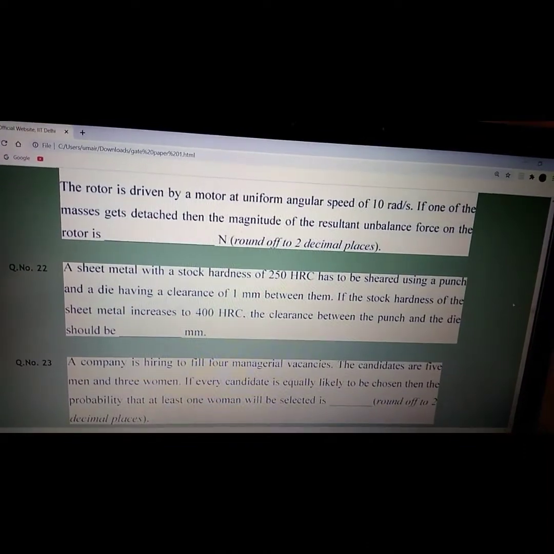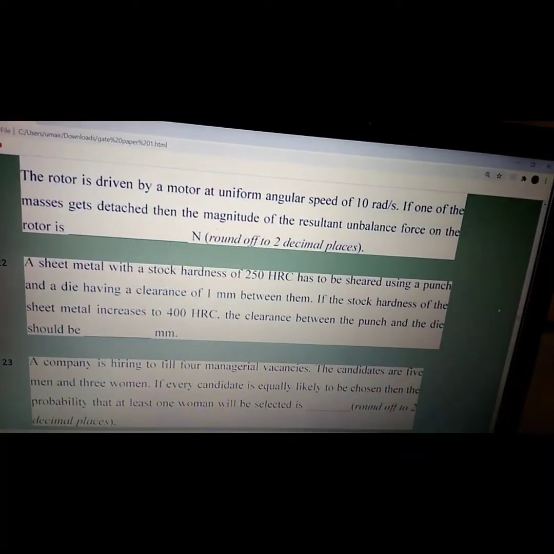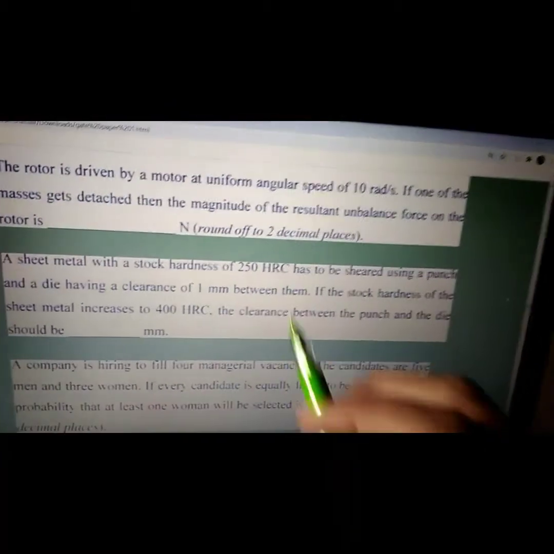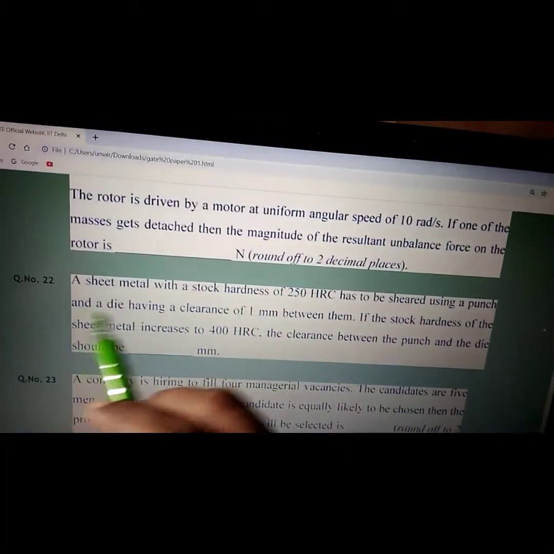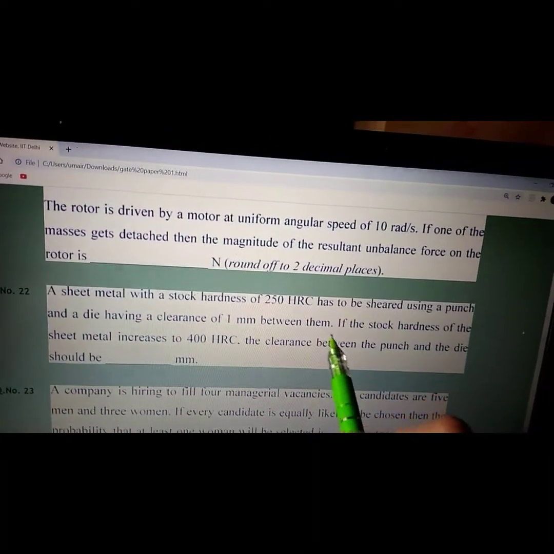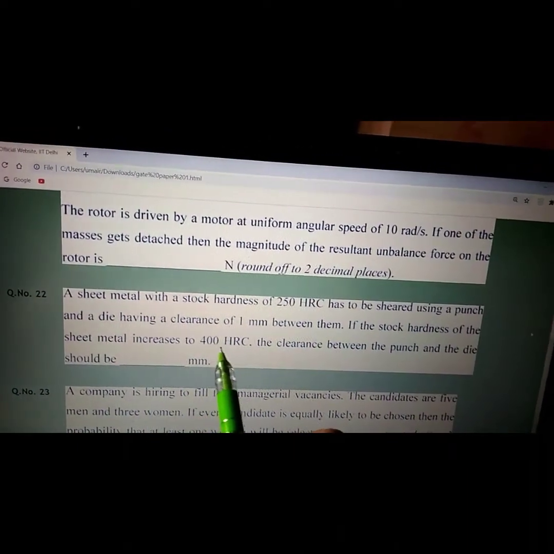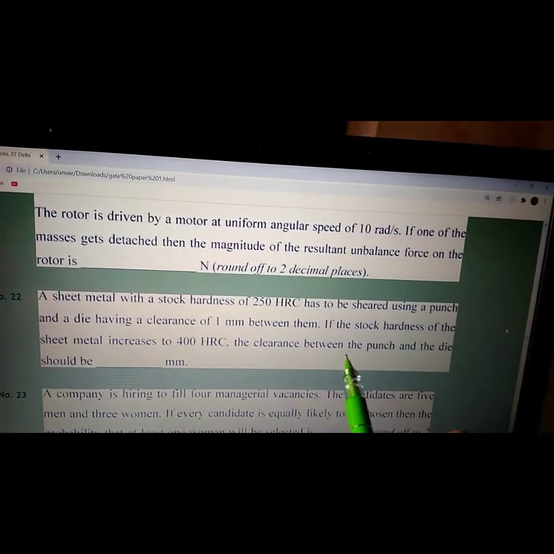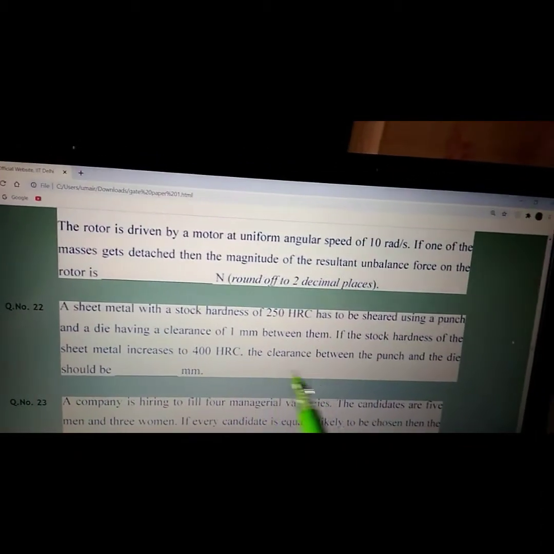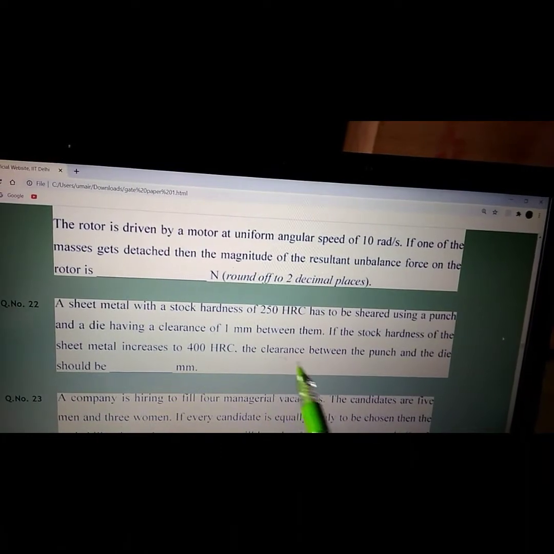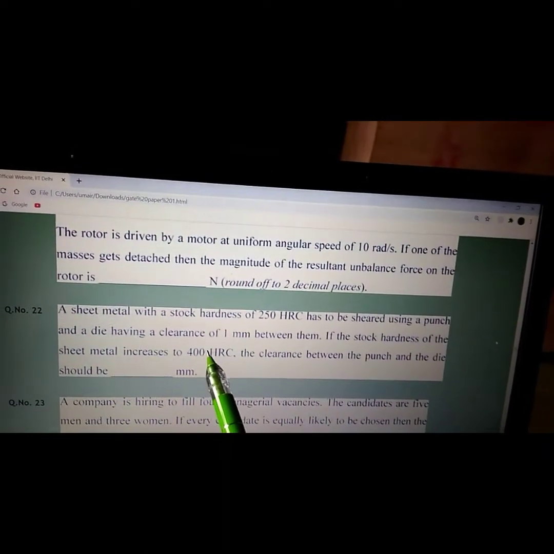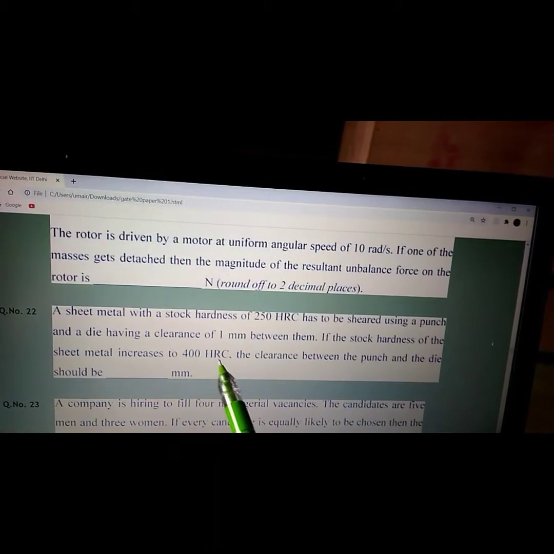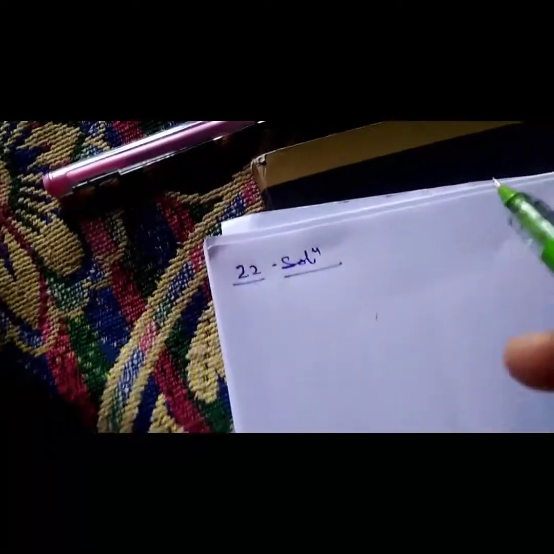Today I will discuss the solution of question number 22, which was asked in GATE 2020 in set 1 of 2 marks. The question is, a sheet metal with a stock hardness of 250 HRC has to be sheared using a punch and a die having a clearance of 1 mm between them. If the stock hardness of the sheet metal increases to 400 HRC, the clearance between the punch and the die should be dash mm. So we have to calculate the clearance between the punch and the die when the metal hardness increases to 400 HRC. This is a very easy question.